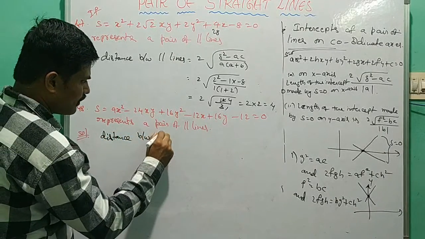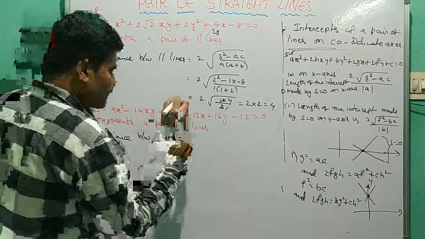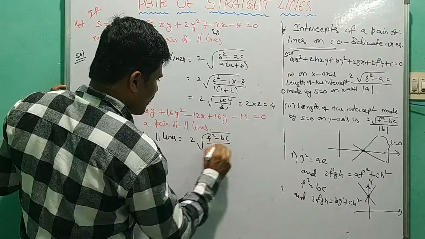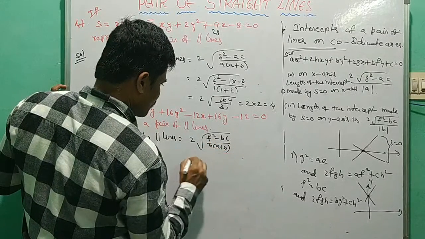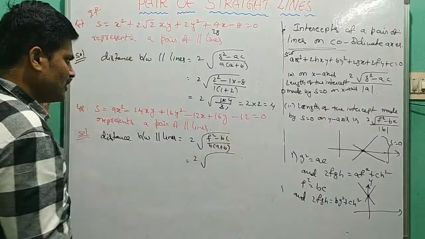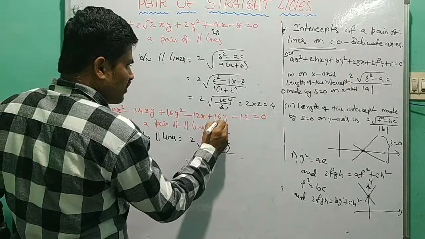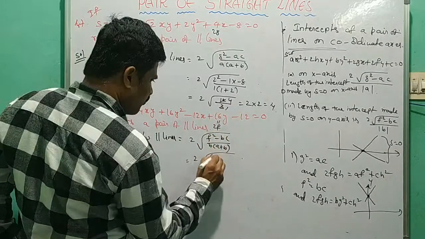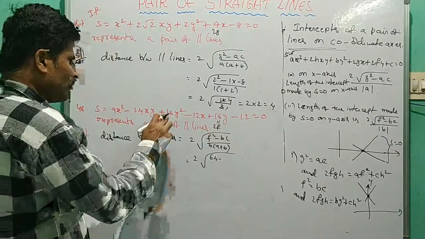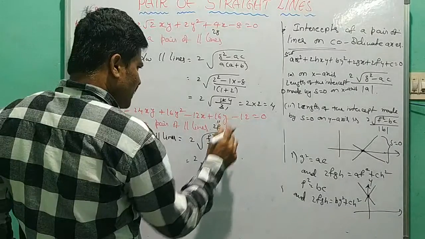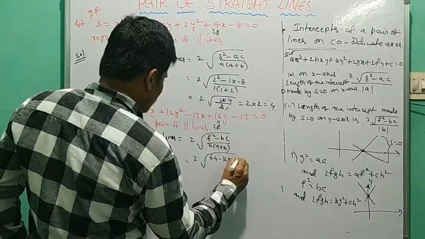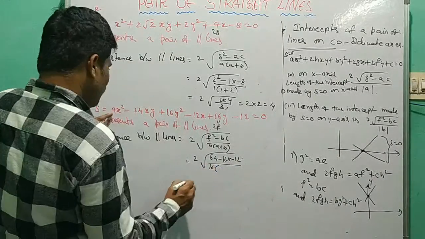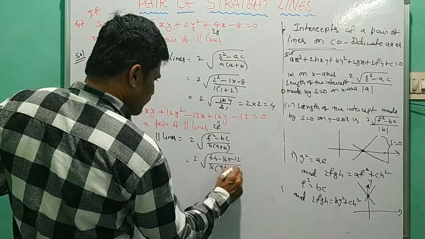The distance between parallel lines equals, here also we take the formula 2 into square root of f square minus bc by b into a plus b. Now the coefficient of y is 2f, so f is 8. So 8 square means 64 minus b value 16 into c value minus 12, whole by b value 16 into a plus b, where a value is 9 plus 16.